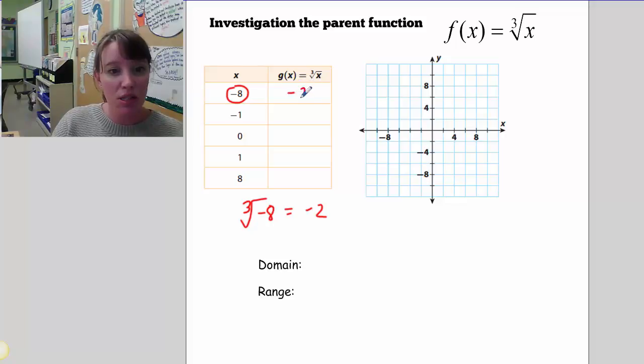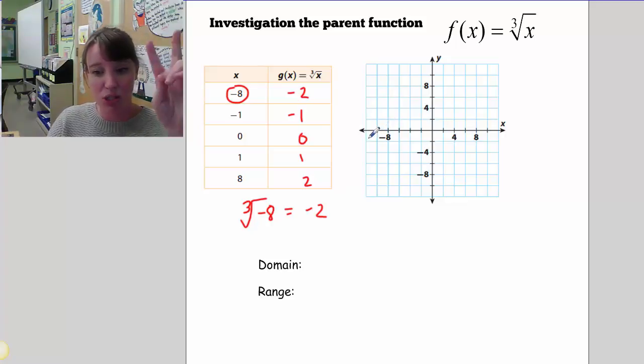So this right here is negative 2. The cube root of negative 1 is negative 1. The cube root of 0 is 0. And then you have 1 and 2 right here. So essentially it just takes the output of the cubic function and switches it around.